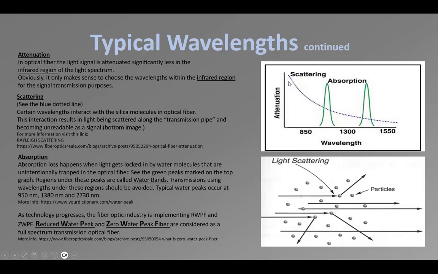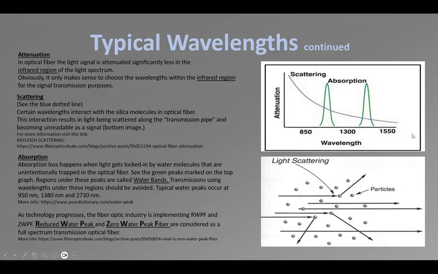And now here, the scattering gets low enough that we could use that region. Actually here, we could use this region here, 850. So there's a bit of scattering happening there, but you can still send the light through. And over here between these two humps, you can still use that frequency because the scattering is way lower and there's no absorption. So that's why we have those typical wavelengths that are associated with fiber optic transmission.